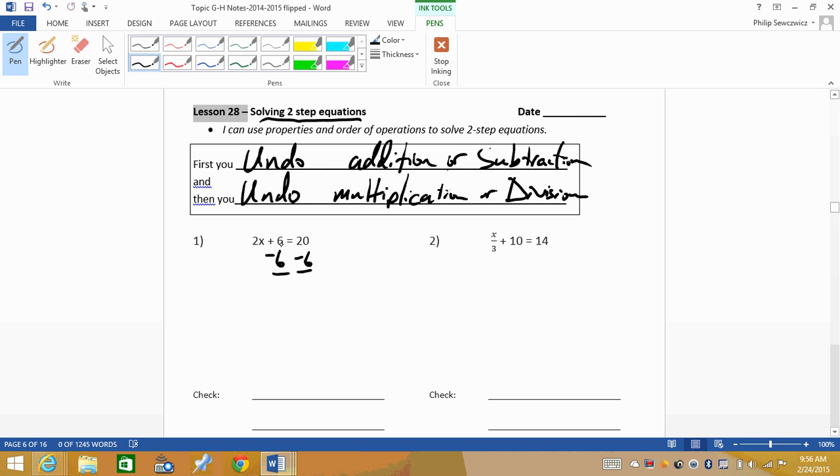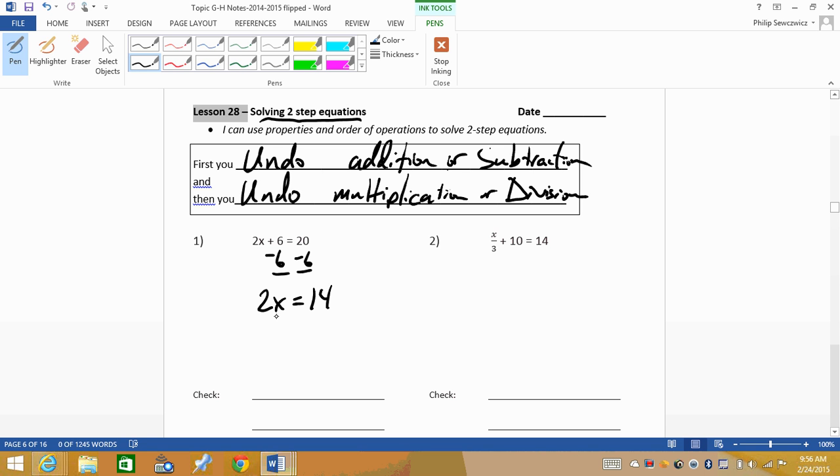Now, what we got to keep in mind here is because we've done the opposite, they knock each other out. But who's left on the left-hand side? There is a 2x that is there. In the past, it was just an x, but now there's a 2x that's there. 20 minus 6 does give us 14. Now, again, stay on the same side with the variable.